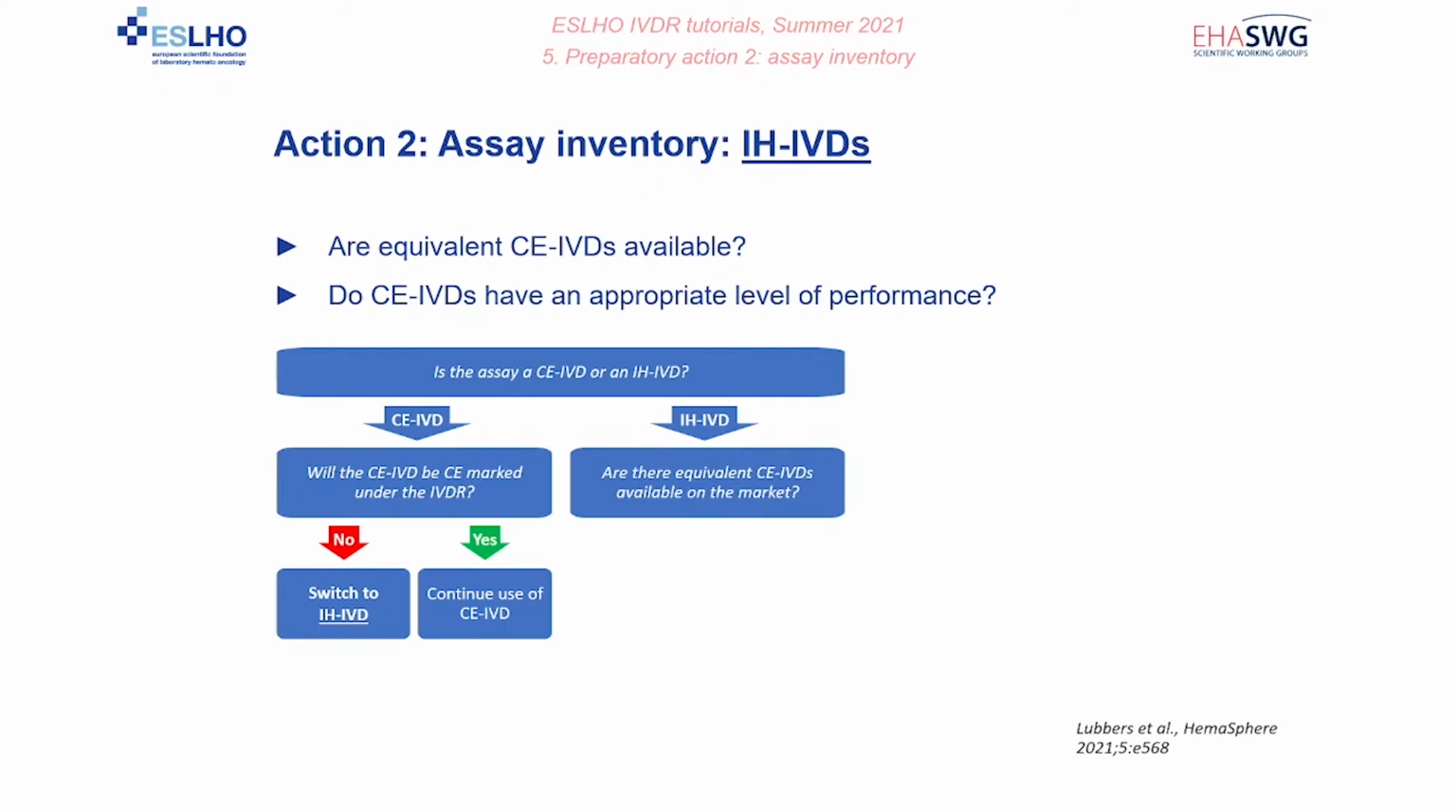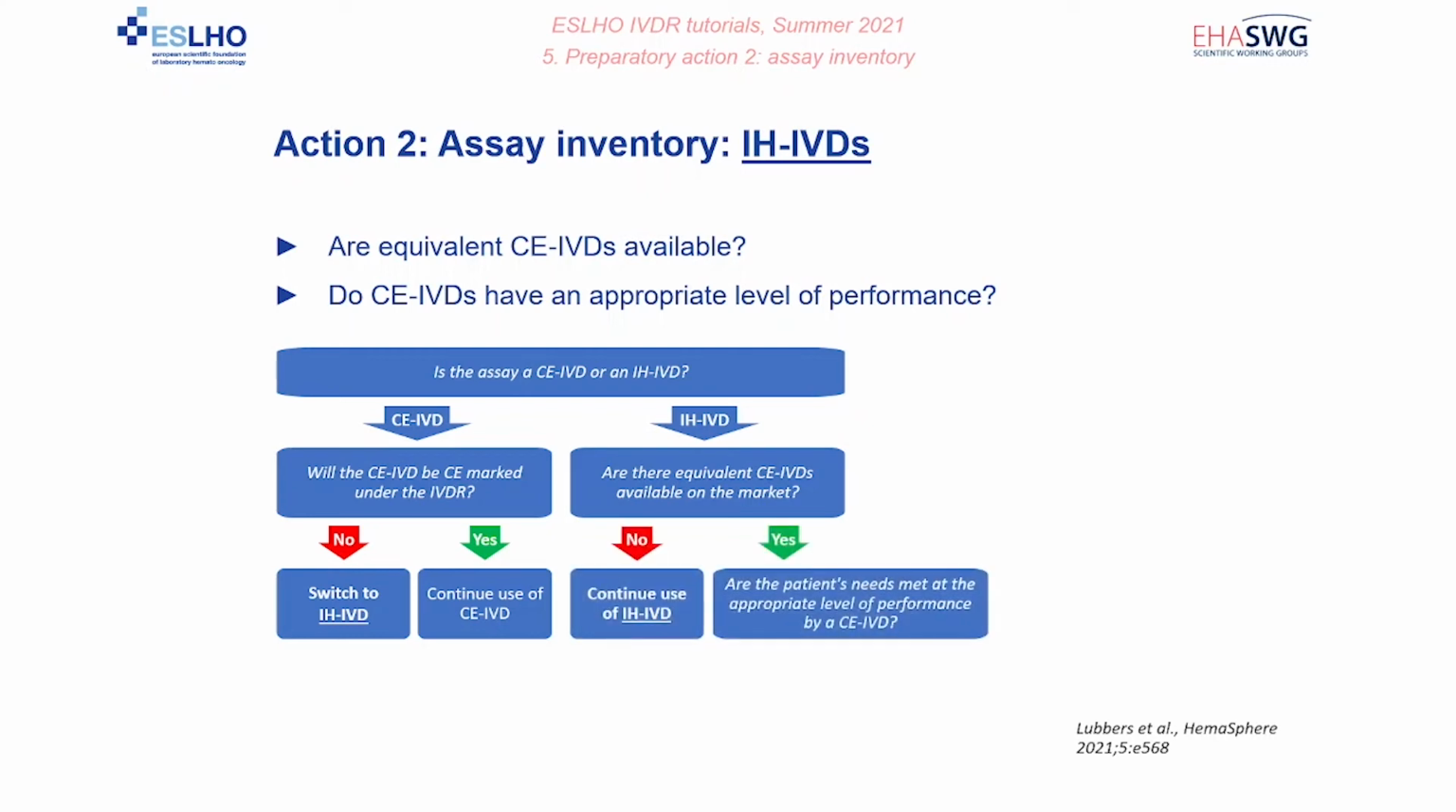Then let's have a look at the other side, the in-house devices. There are two questions that are important here. Is an equivalent CE IVD available on the market? And if so, does it, or do these, meet the target patient group's specific needs at the appropriate level of performance? These questions come from Article 5.5d.